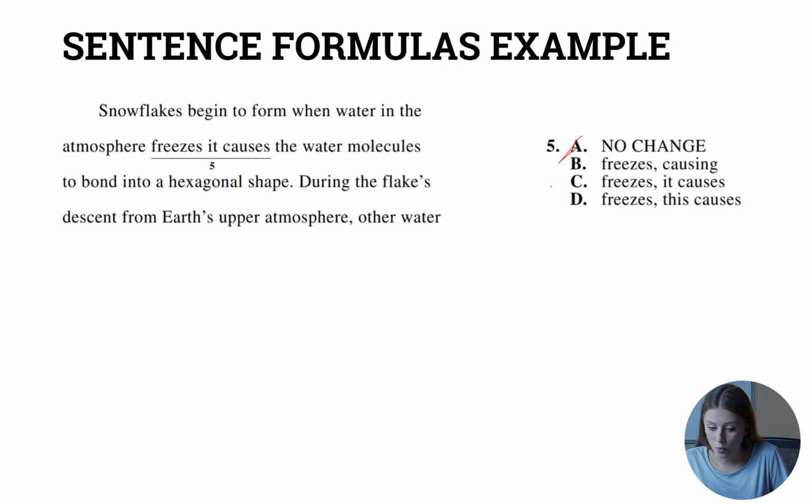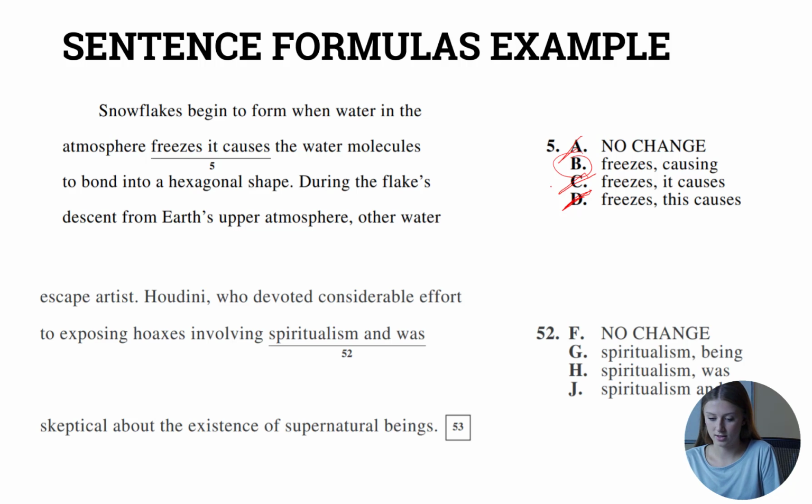C: snowflakes begin to form when water in the atmosphere freezes, comma, it causes the water molecules to bond in a hexagonal shape. This still gives us two independent clauses joined incorrectly because even though we have the comma, there's not a conjunction with it. So that's still incorrect. D: snowflakes begin to form when water in the atmosphere freezes, comma, this causes the water molecules to bond in a hexagonal shape. That is the same problem as C because we have a comma but not a comma with a conjunction to join the two independent clauses. So B, which gives an independent clause and a dependent clause, is the best answer.